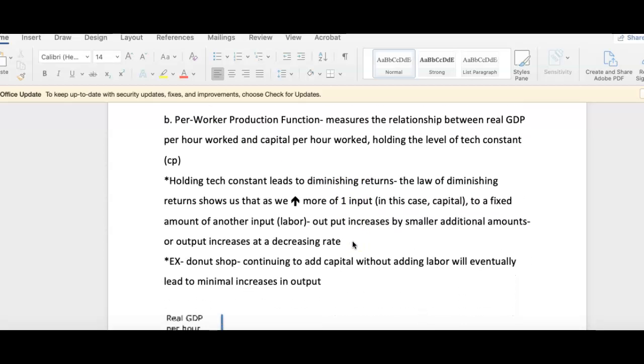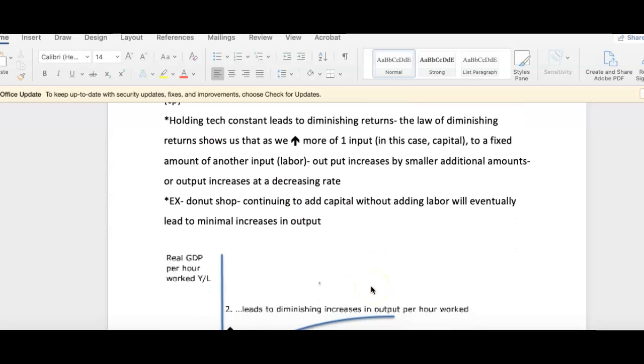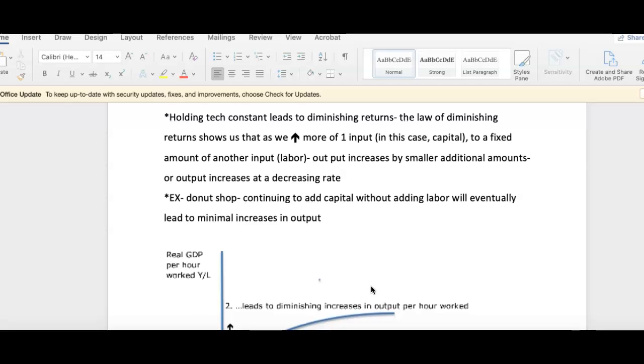So now we're going to talk about the per worker production function. The per worker production function measures the relationship between real GDP per hour worked and capital per hour worked, holding the level of tech constant, ceteris paribus, which remember means everything else is being held constant as well. So holding technology constant leads to diminishing returns.